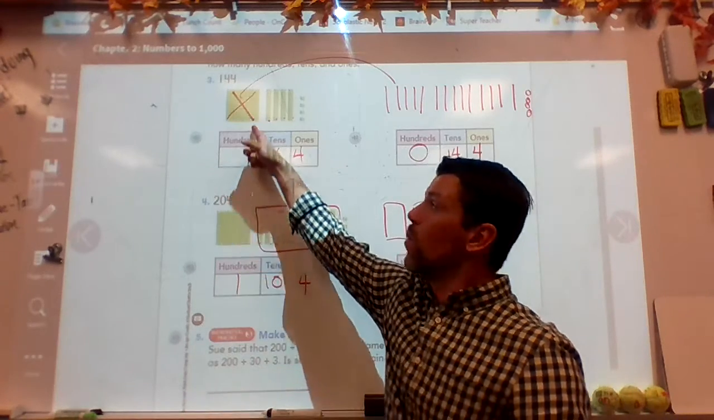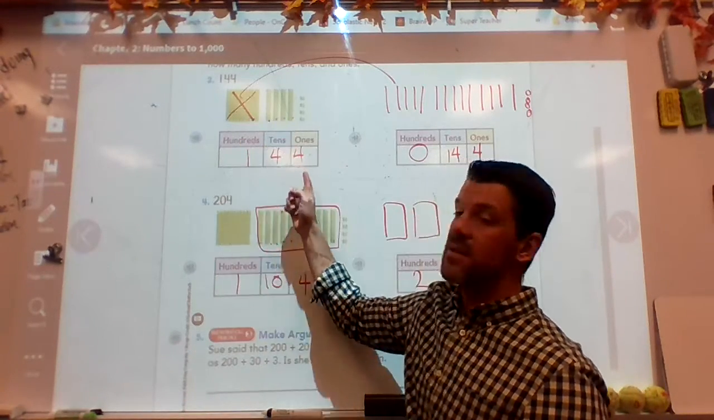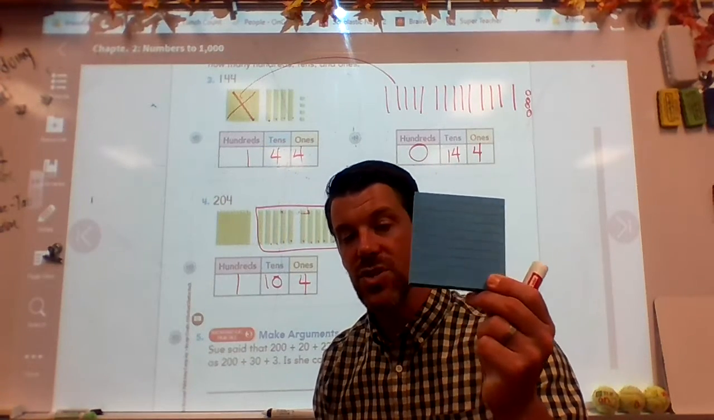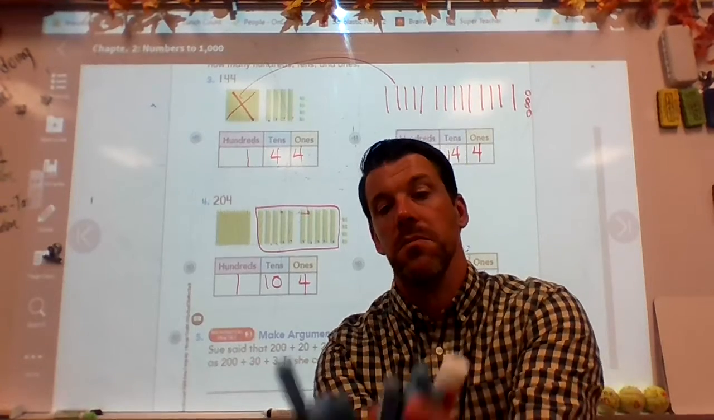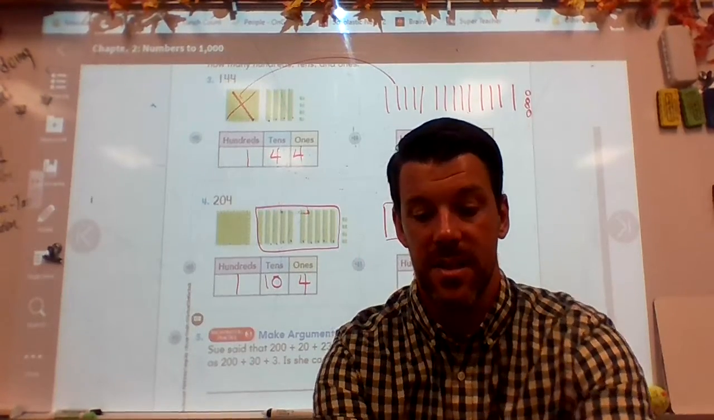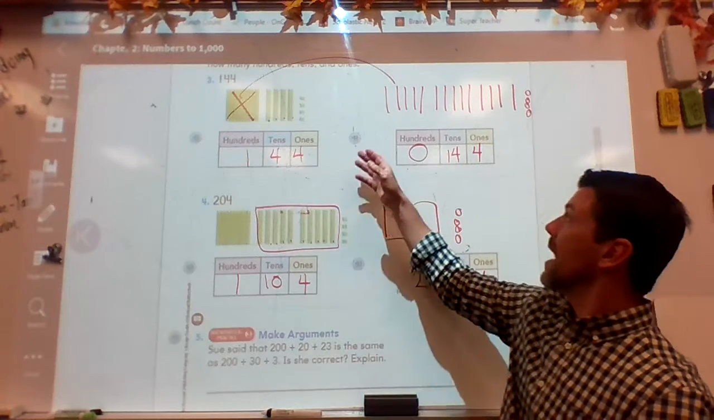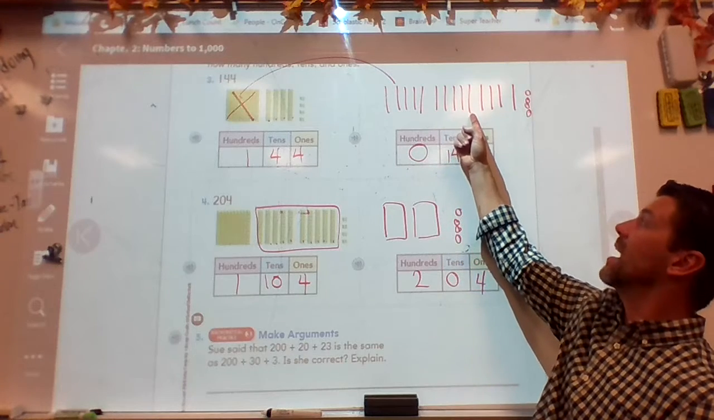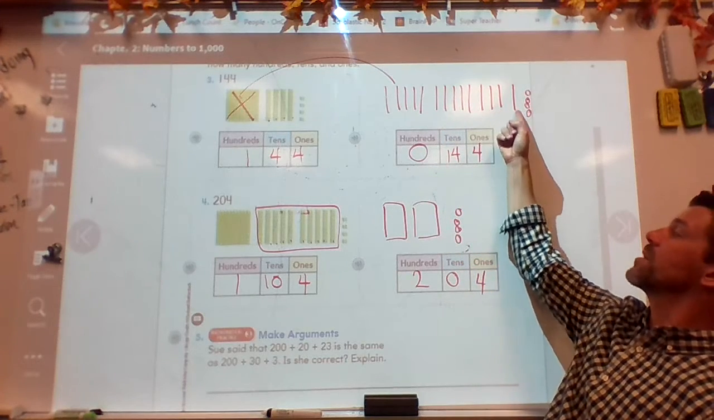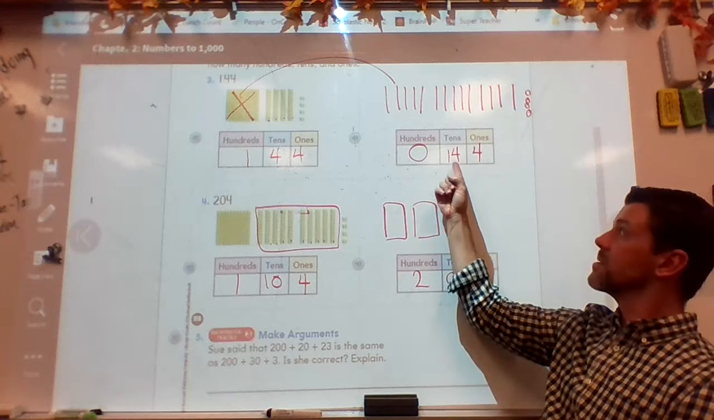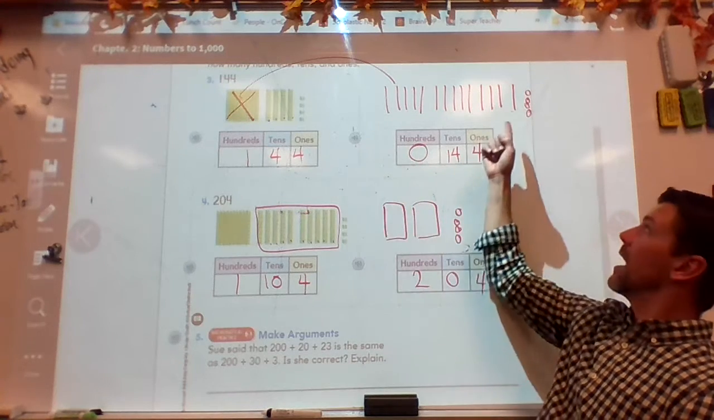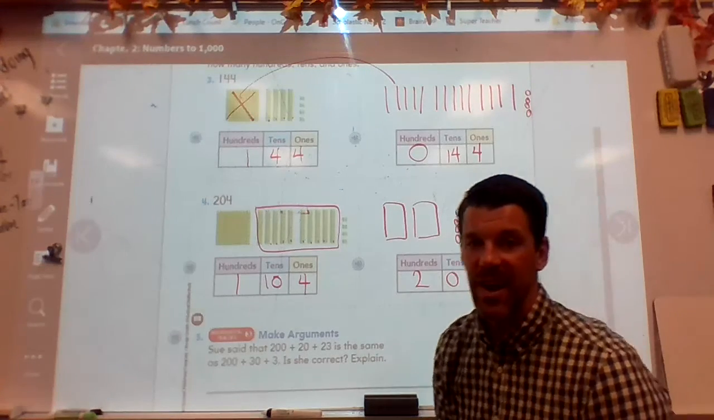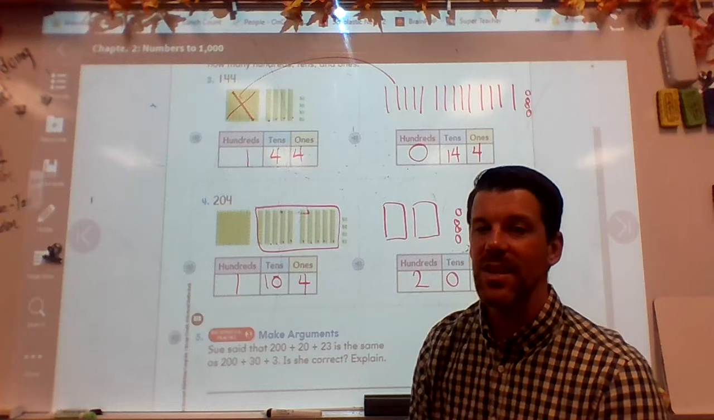The first number we have is 100, 4 tens, and 4 ones. Now we are going to break apart that 100 square into 10 tens. So with that, we have 1, 2, 3, 4, 5, 6, 7, 8, 9, 10, 11, 12, 13, 14. 14 tens, 0 hundreds, and 1, 2, 3, 4 ones. Hopefully you guys did well on that one. Let's look at the next one.